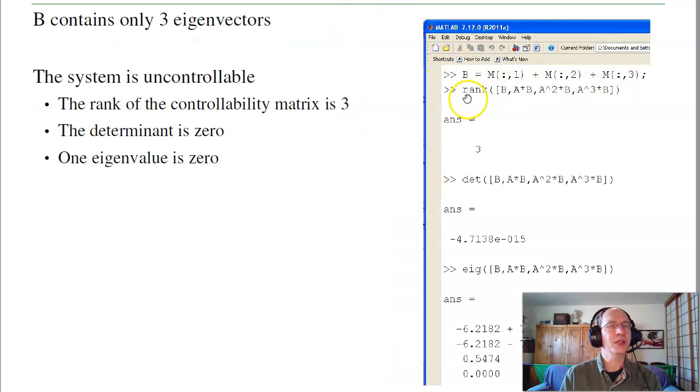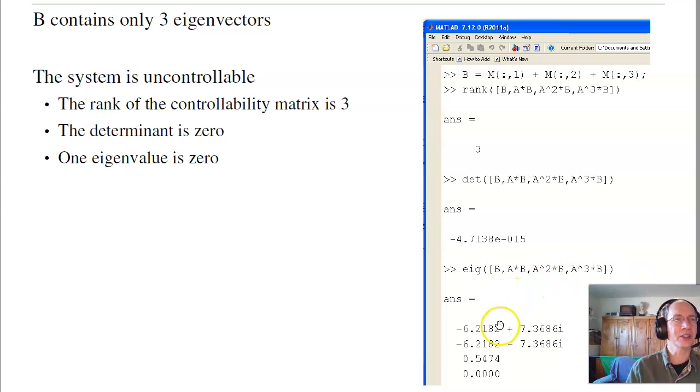If B only contains 3 eigenvectors, the rank is 3, the determinant is 0, and determinant of 0 tells me that it's not full rank, at least one eigenvalue is at 0. If I look at the eigenvalues, I can see that 3 eigenvalues are non-zero, a fourth one is 0. That tells me that one of the modes is not controllable.